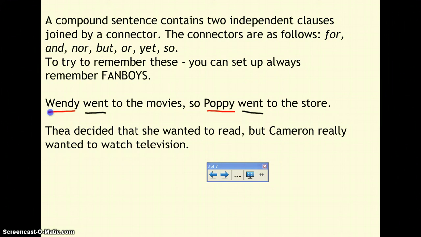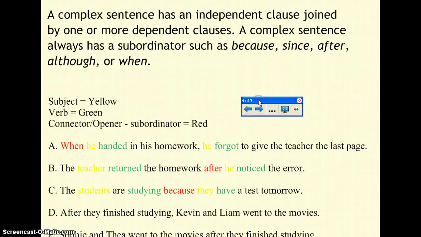So, the next one: Thea is your subject, and Cameron is the subject. Thea decided that she wanted to read. So, read is your verb. Cameron really wanted to watch television. You can see that those are two independent clauses because both these statements can stand on their own, both contain subjects and verbs, and they make sense.